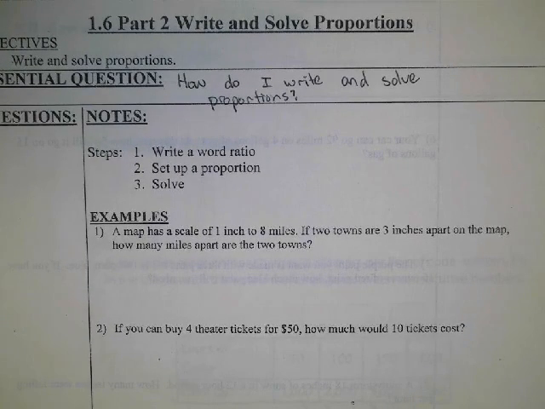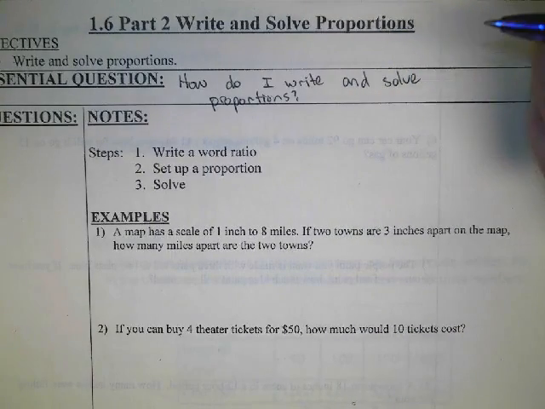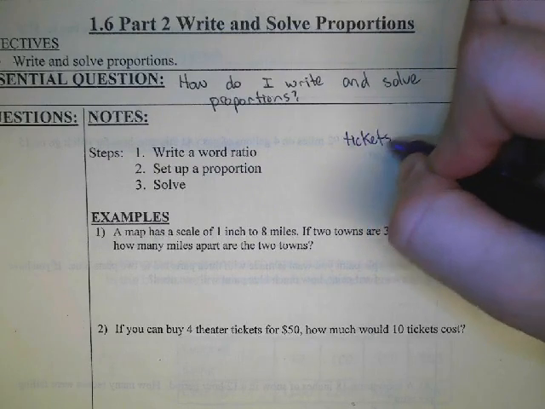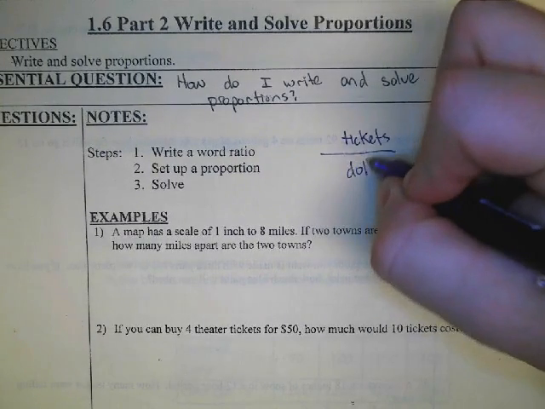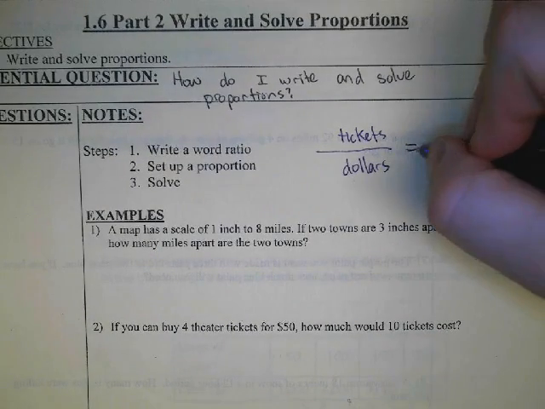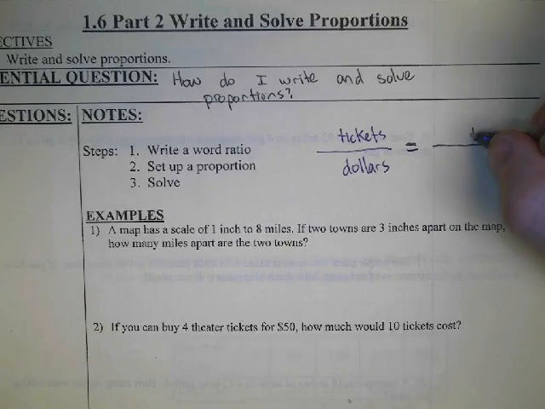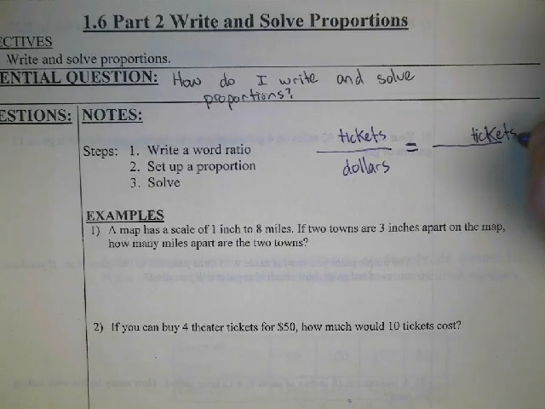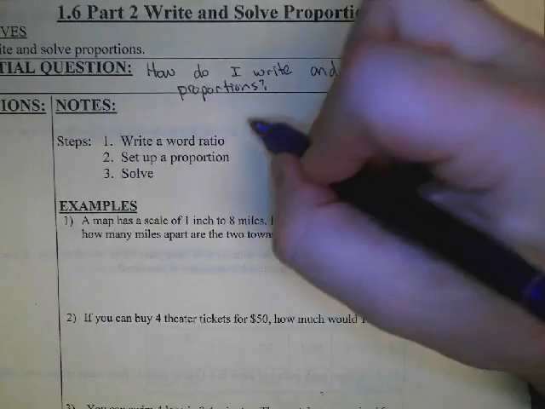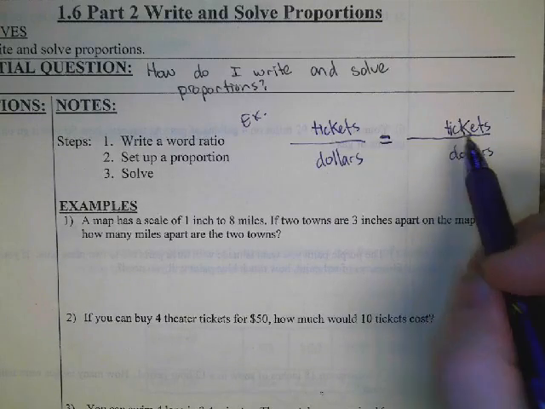So the way this works is when we're setting up the words, we need the words to match across the equal sign. What I mean by that is, if I have tickets to dollars on one side of my equal sign, for this equal sign to work, I have to have the same units in the same place on the other side. So the key is going to be for these units to match up.